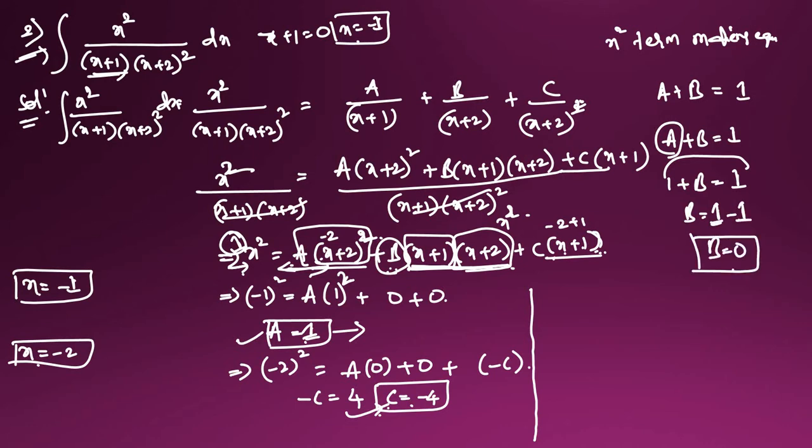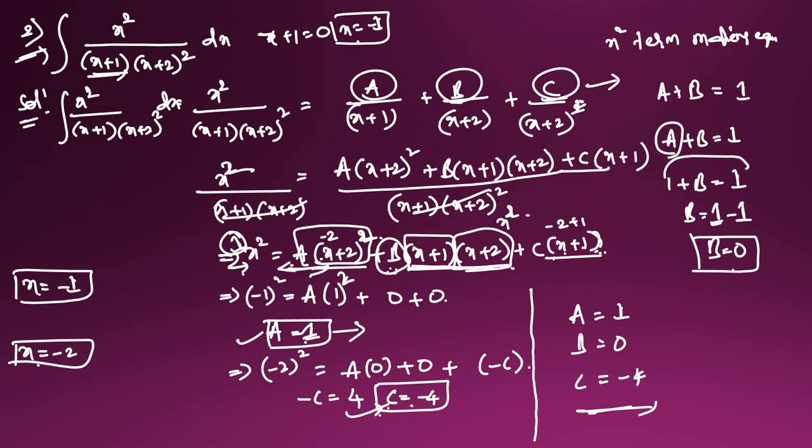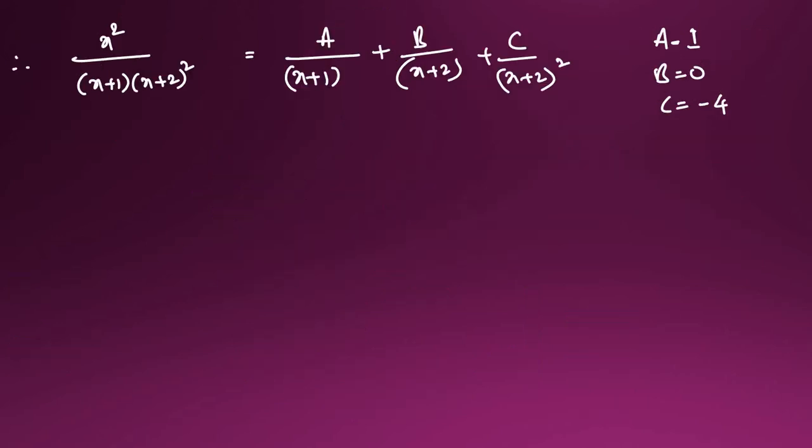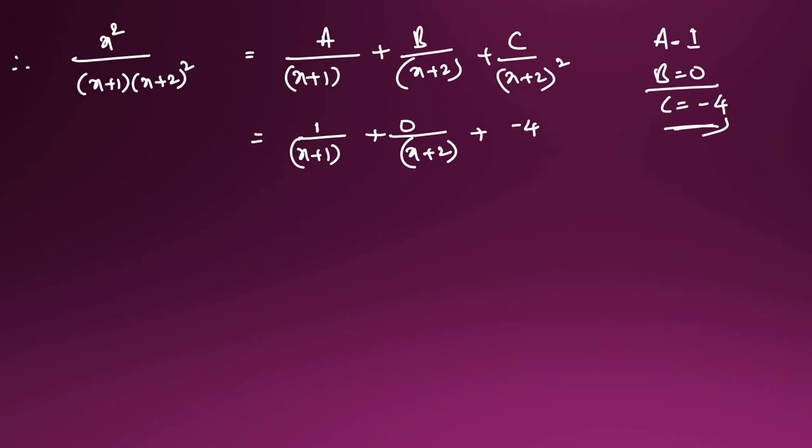So the values we have got here: A value is 1, B value is 0, and C value is -4. So we have to take these and do the integral here. Now these are the values we got here. We will substitute in this one. It will become A is equal to 1 by x + 1. Now plus B by, B is equal to 0 now. So here it will become x + 2 in the denominator, plus C is equal to -4 now. So -4 divided by (x + 2)² will come here.